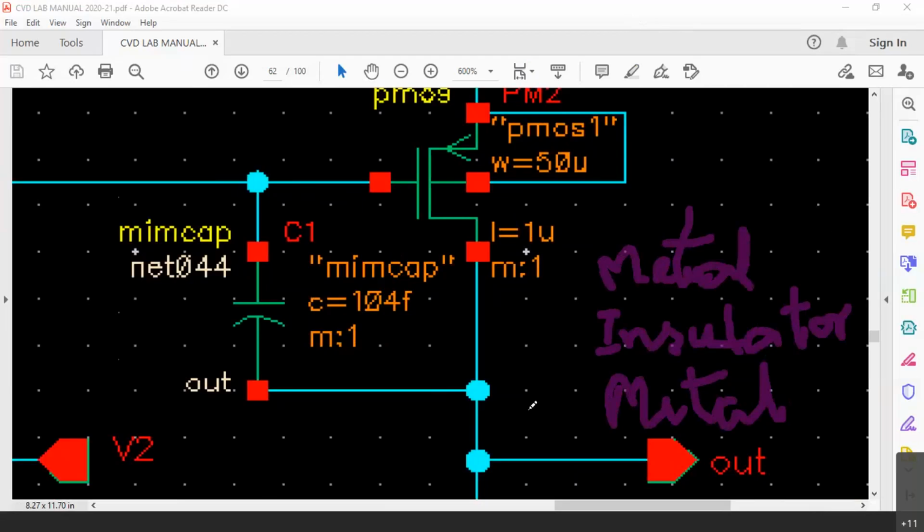So, we need two conducting plates for a capacitance, and in between, we need an insulator. Inside the chip, we can use these two metal layers as the two conducting plates, and the silicon dioxide in between as the insulator. When you make a layout of this op-amp, the tool is going to give you a different structure for this capacitance. For this 104 femtofarad itself, area is defined.